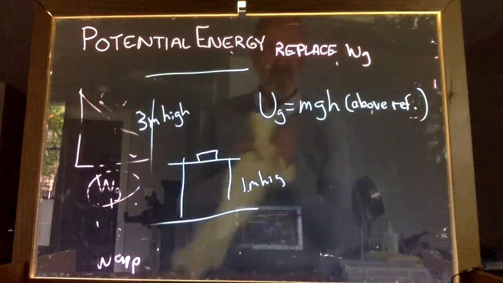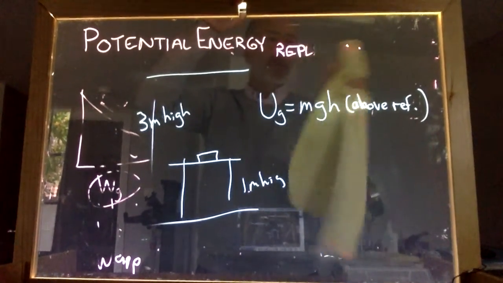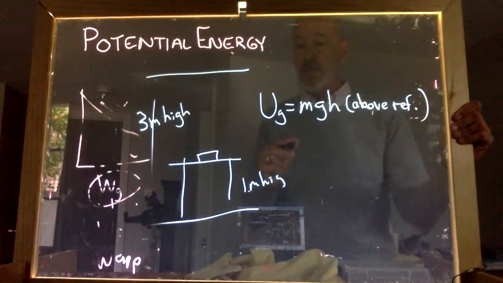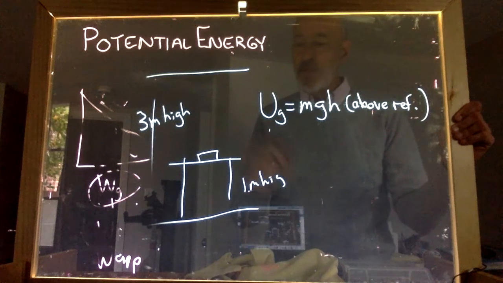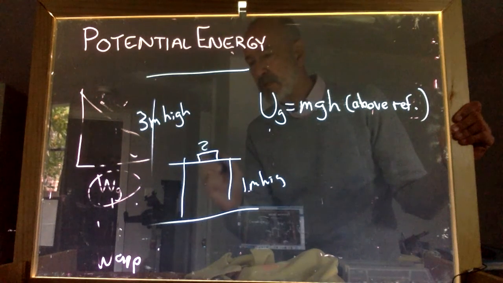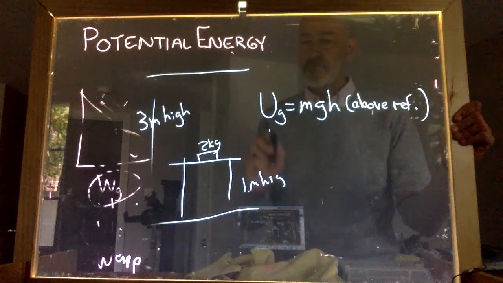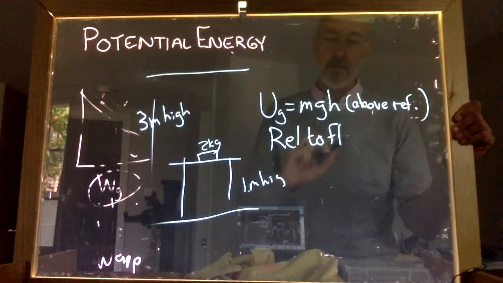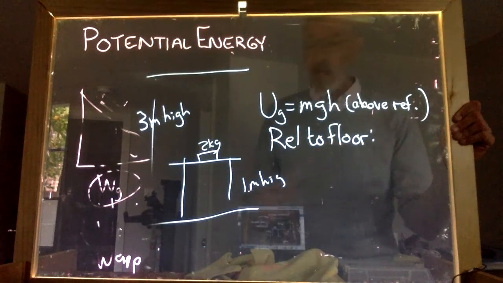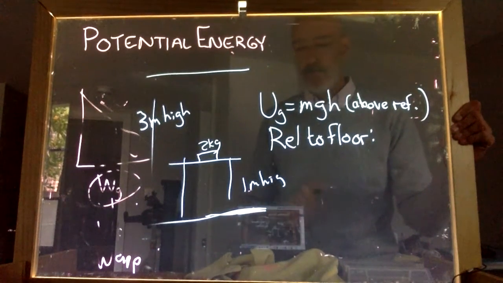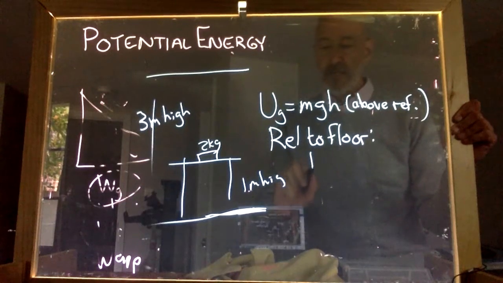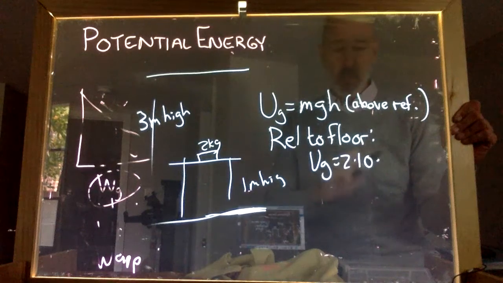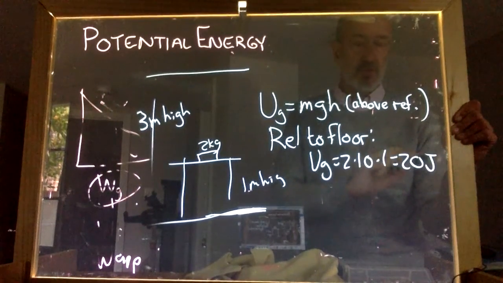So we have to define, what are we calling zero? What are we calling zero height? Where are we calling zero energy? So if I said relative to the floor, and let's make this a 2 kilogram book, in other words, if I call my floor zero height, then this potential energy would be 2 times 10 times 1 meter, which is 20 joules.